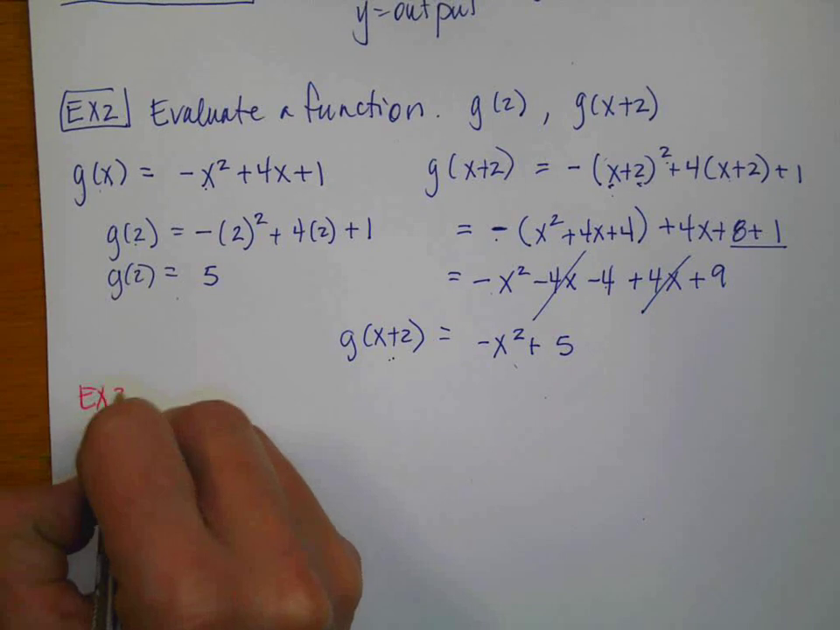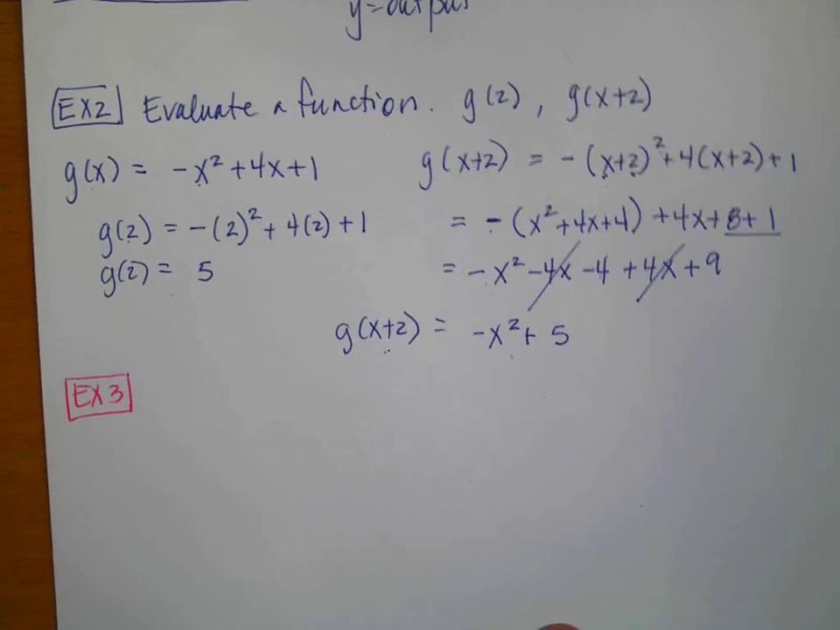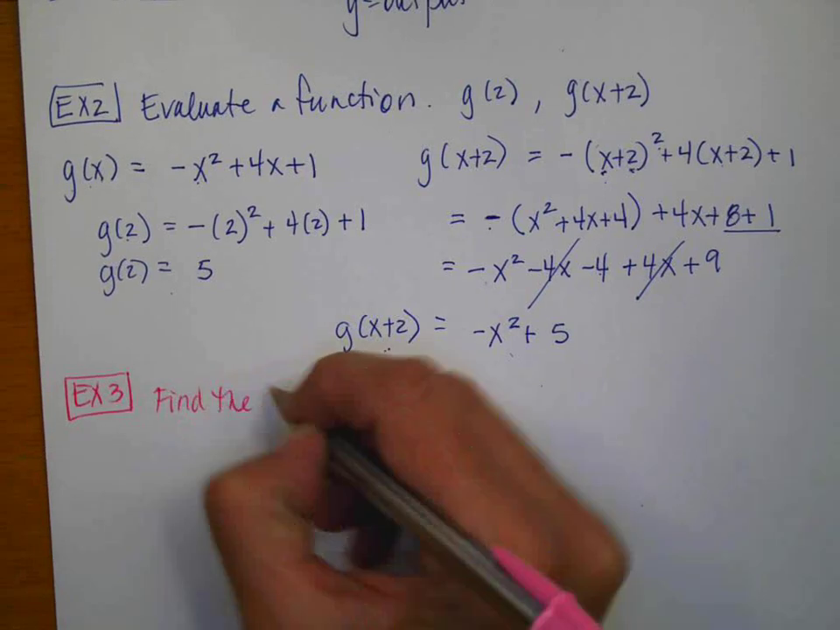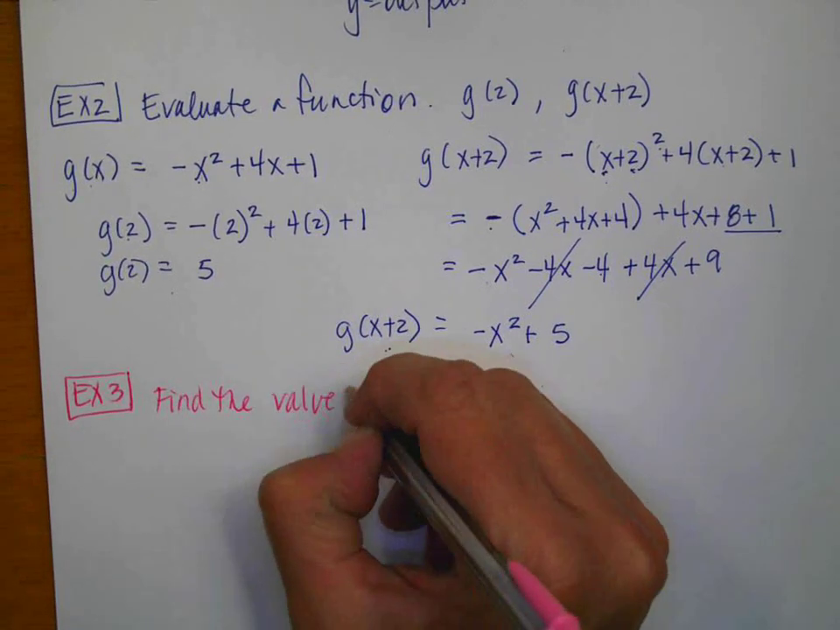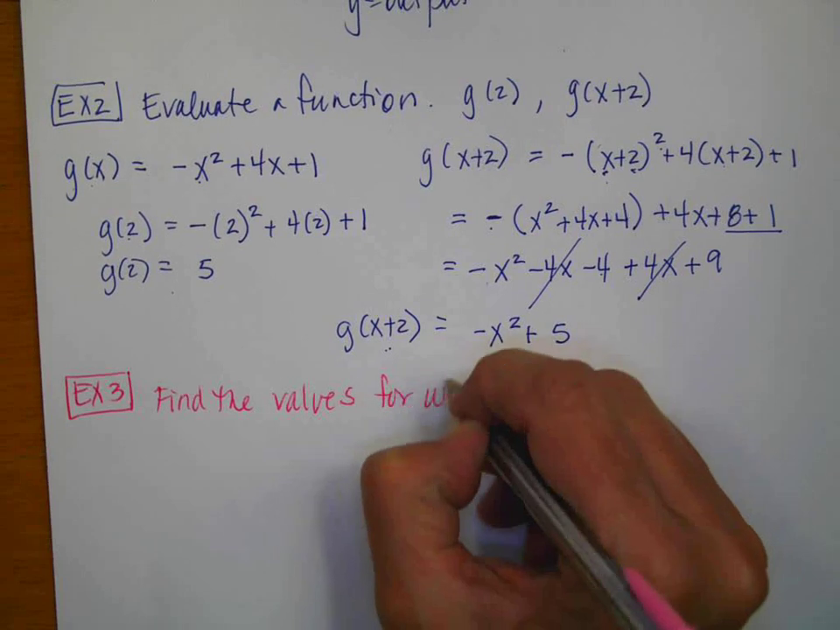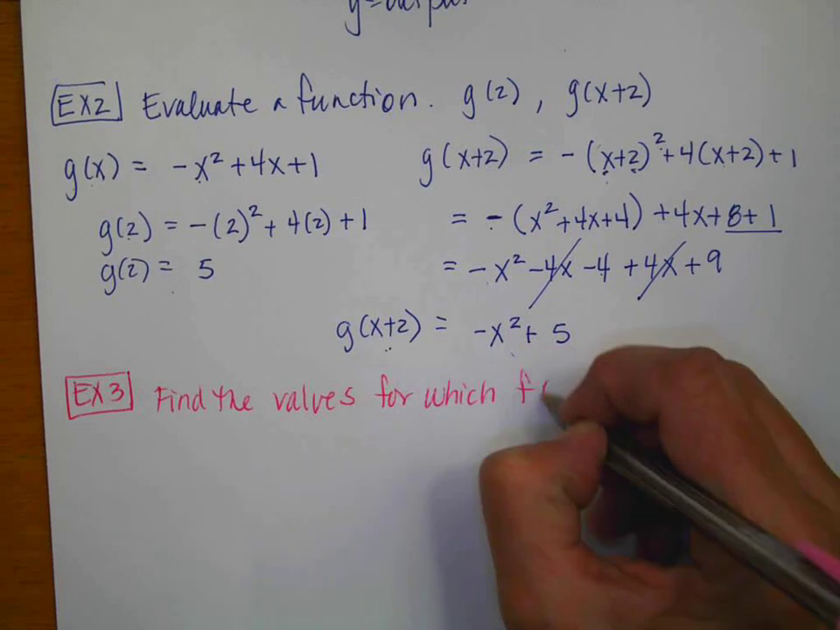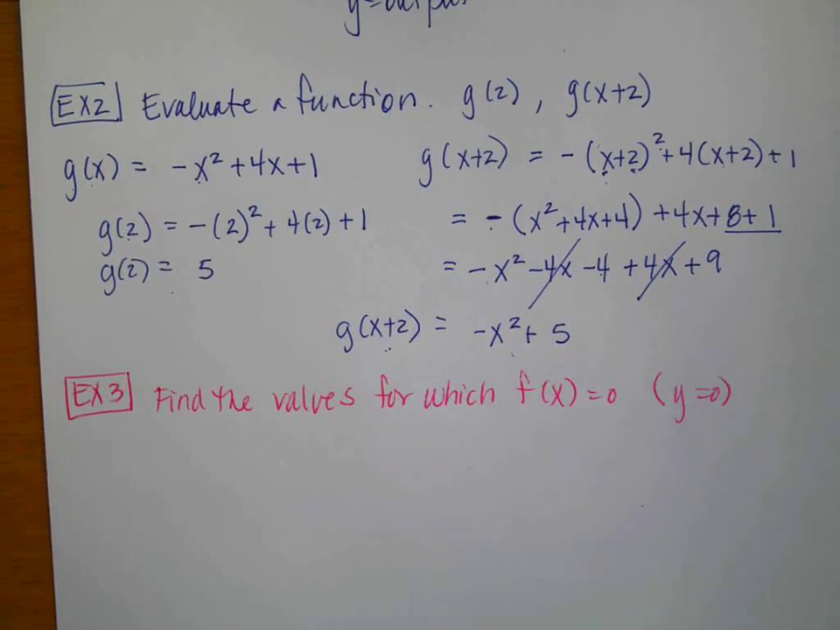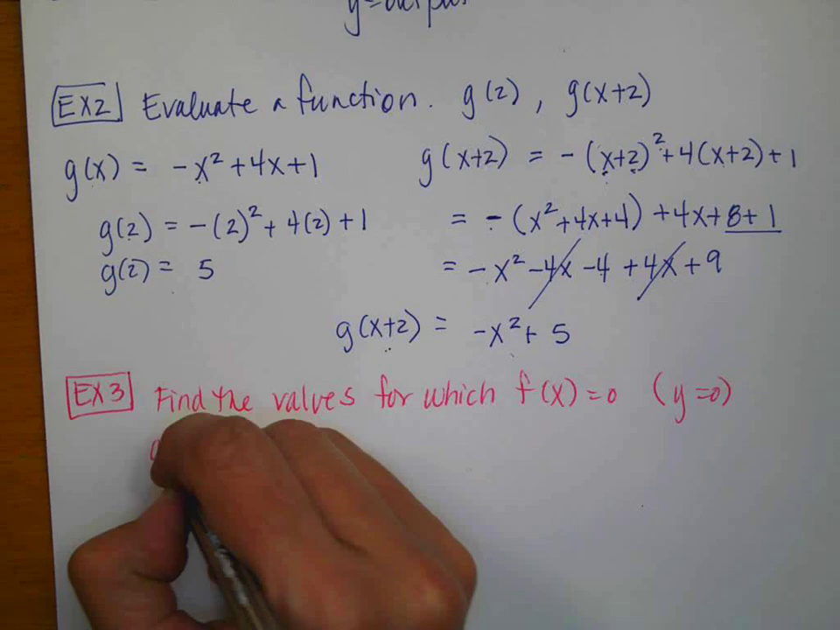All right, the next example, example 3, woo, look, we got the pink action going on. It says find the values for which f of x is equal to 0, which means where does y equal 0? That's what it means in short layman's terms.